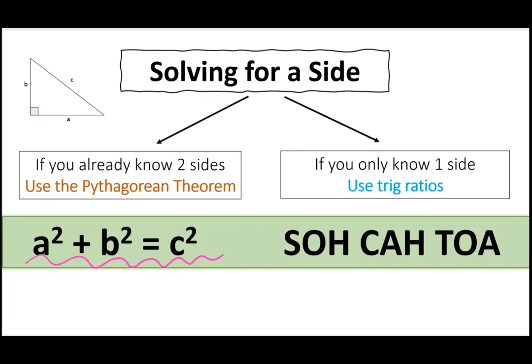Now, if you only know one side of a right triangle, then you use trig ratios, which are sine, cosine, and tan. So let's do some examples.